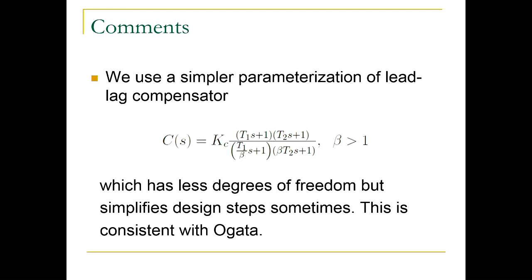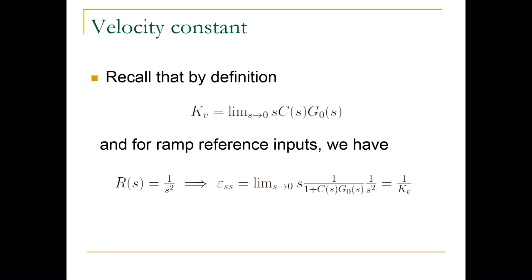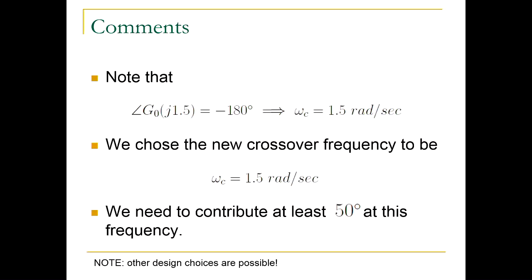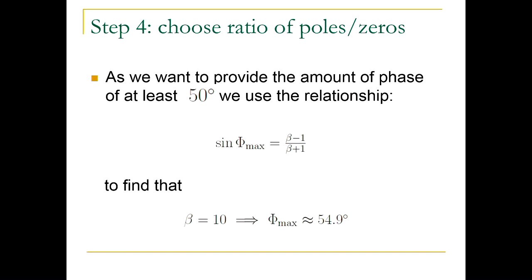I said the corner frequency for the 0 should be 1 decade below the desired crossover. And now I'm asking, what's happening with the phase? So I will pick beta in a particular way. This is all consistent with Ogata. Everything we're doing, you will find in Ogata. And then the phi max will be 54.9.